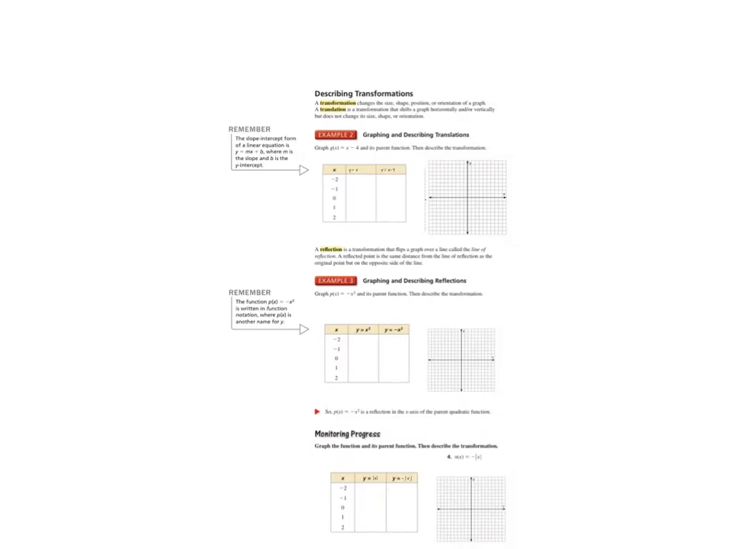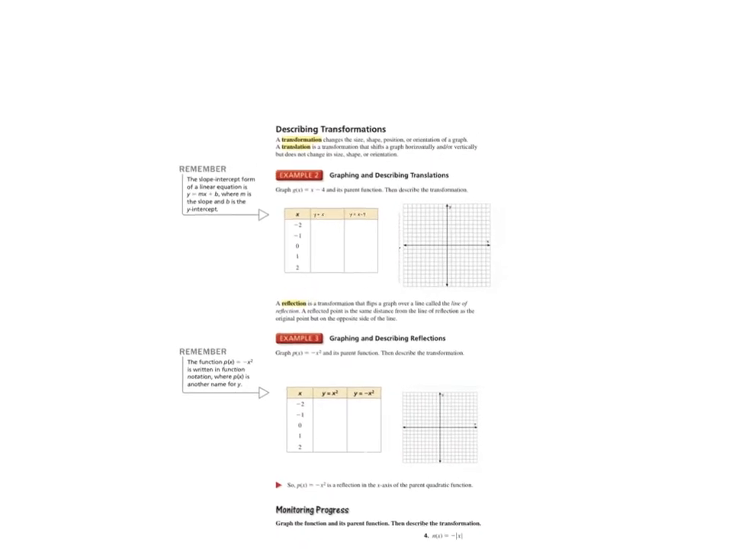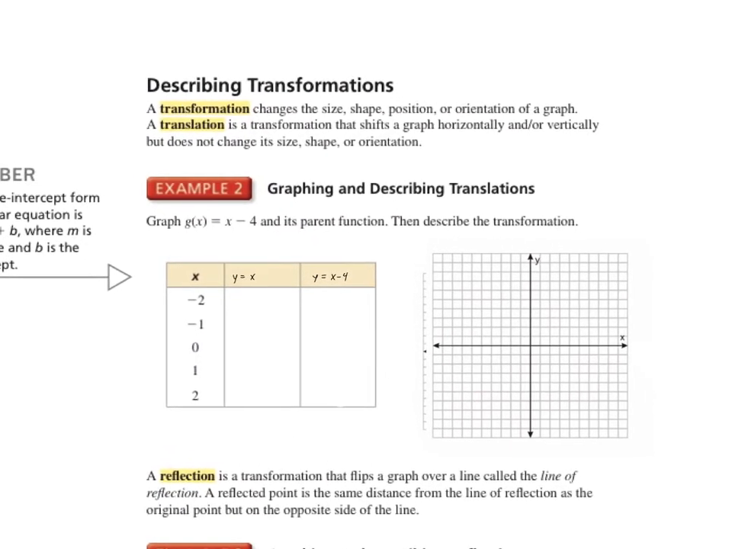Okay, so now we are describing transformations. A transformation changes the size, shape, position, or orientation of a graph. One type of transformation is a translation, which shifts a graph horizontally or vertically, but does not change the size, shape, or orientation. So going to example 2, graph g of x is equal to x minus 4 and its parent function, then describe the transformation.